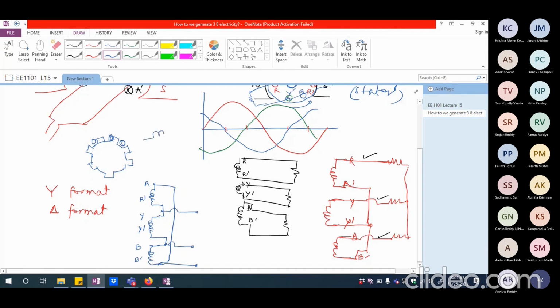This we call as delta because we are essentially connecting it like this. We are connecting them together. So we call this as delta. Whereas here what we have done is, we have one phase here, one phase here, and one phase here. We have just put them together and then we are trying to take this out. So this is generally known as star or Y, whereas this is known as delta.